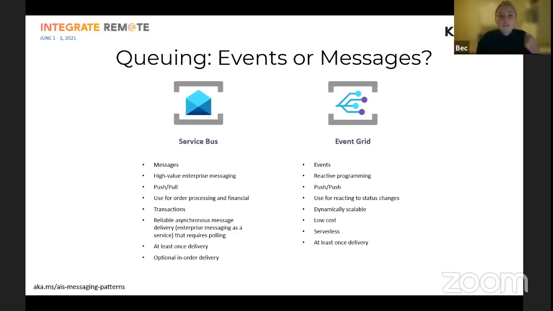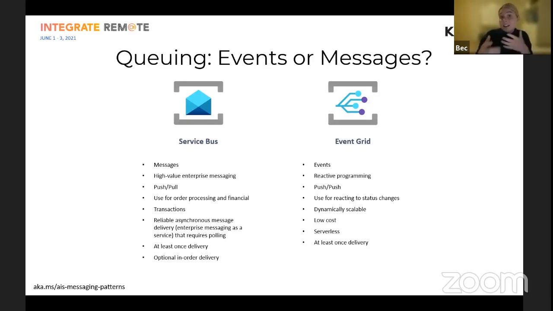So if you need things like first in, first out processing or are dealing with high value enterprise messaging, then Service Bus is your enterprise messaging platform for you. It handles messages in a push-pull pattern, facilitating both queues and topics. Now, if you're building event-driven applications or integrations where you need speed and scale as well as reliability built in, then Event Grid is absolutely awesome. It's great for reactive programming when you want to trigger logic to react to status changes.